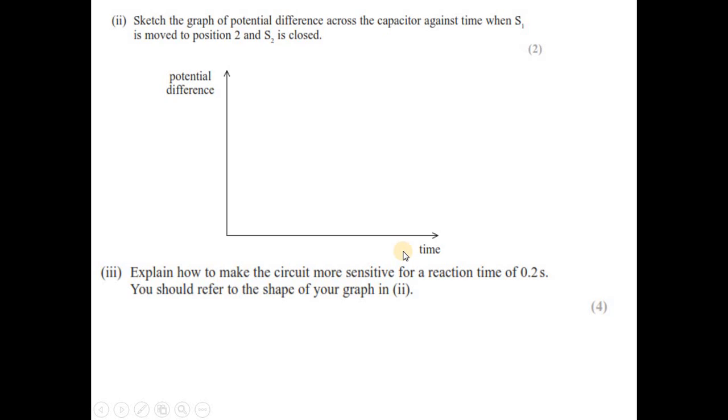Sketch the graph of potential difference across the capacitor against time when S1 is moved to position 2 and S2 is closed. So it is all about the discharging curve, so you can use some initial voltage from here, and then this is exponential discharging, so you can draw something like this with a smooth curve. Okay, that's how you can sketch this. This is V0, or you can say this is 6 volt if you wish.